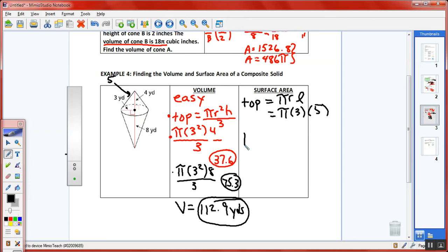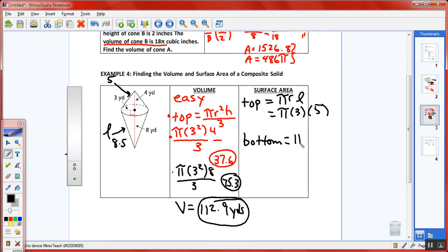Okay, how about the bottom? I have the radius of 3. Do I have the lateral height here again, or do I have to find it? Okay, so what's 3 squared? What's 8 squared? So what's 9 plus 64 add up to? Somebody root 73 out and tell me what that is to the nearest tenth. 8.5? So L is 8.5 here.